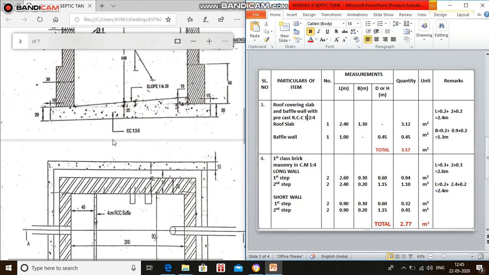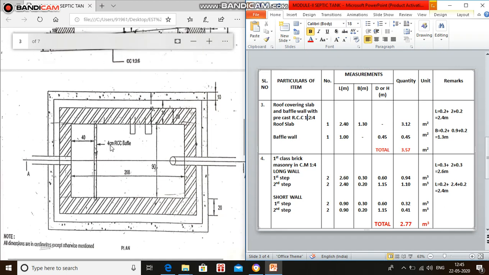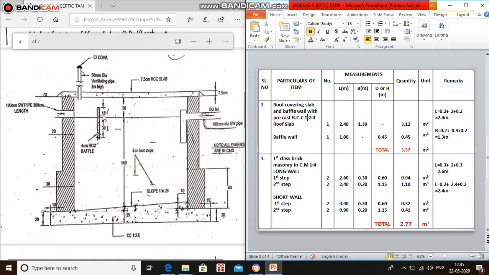Then coming to the baffle wall, this one is the baffle wall. Here is the 4 centimeter RCC baffle wall. The number is 1, length here is 0.9 meter plus 5 centimeter projection on either side, so total length is 1 meter, and depth here is 0.15 plus 0.3, overall depth 0.45. The overall quantity of RCC covering slab equals 3.57 meters square.